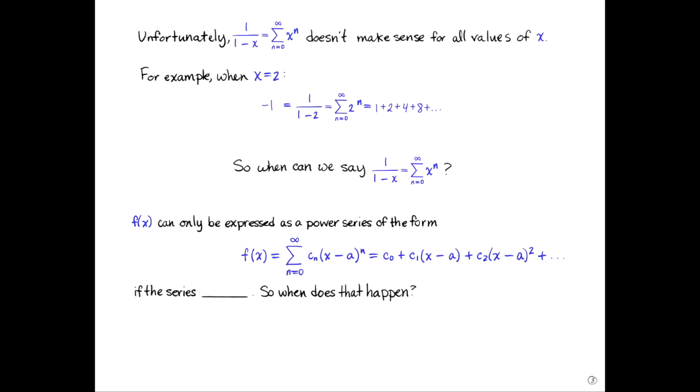f of x can only be expressed as a power series of that form, our standard form, the sum from n equals 0 to infinity of c sub n times x minus a to the n, if the series converges. In the case of a geometric series like above, this is easy. We know they converge when the absolute value of r is less than 1. But we want to be able to express more than just geometric series as functions.